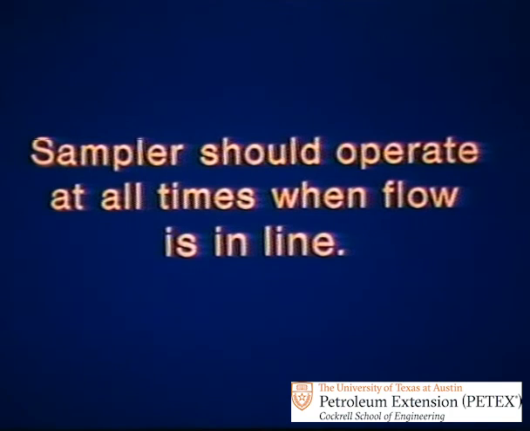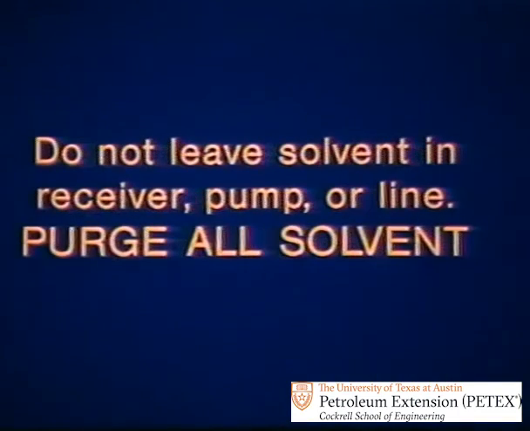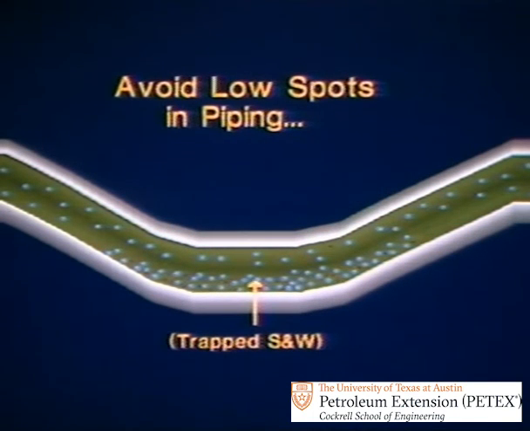The sampler should operate at all times when oil or product is flowing in the line. And conversely, the sampler should not operate when the stream is not flowing. Don't leave solvent in the receiver, pump, or circulating line. Any leftover solvent contaminates the next sample, so purge all solvent. Avoid low spots in the tubing from the sample extractor and in the circulating line. Water, sediment, and solvent can collect and remain in any low points.